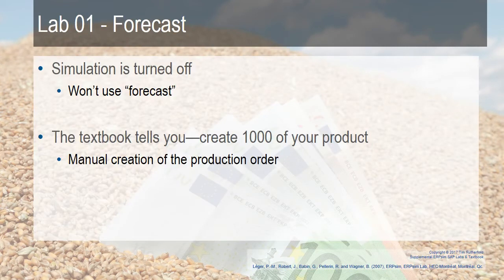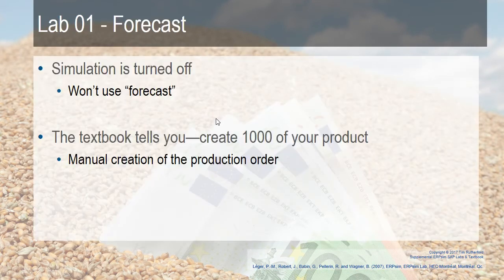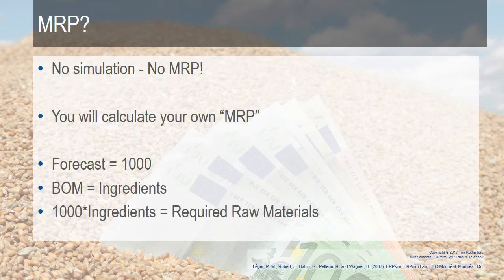So within Lab 1, again, the simulation is turned off, so you won't be using that forecast here, create forecast. You'll be manually creating the purchase order. It says right in the textbook, create 1,000 of your assigned product, and you're manually creating the purchase order and the production order. There's no MRP, material requirements planning, so there's no simulation.